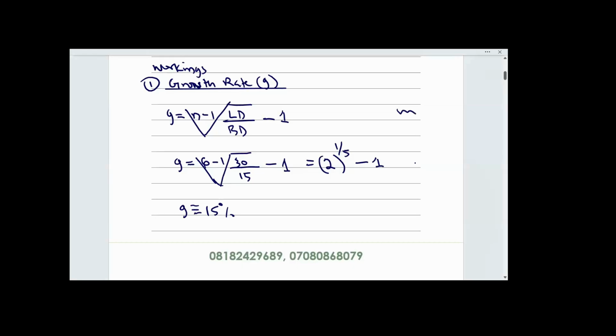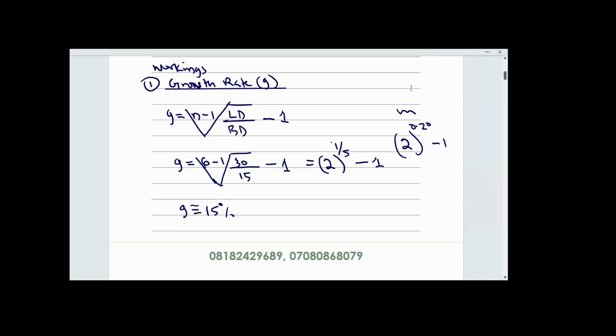Okay, sir. All right. 2 raised to power 0.2. So 1 over 5 is 0.2. So instead of us doing it like primary school, it's a waste of time to be saying 2 raised to power 0.2 minus 1. So when 1 over 5 is 0.2, 2 raised to power 0.2, whatever you have, that's 14.8 something. Then you less 1, you multiply everything by 100%. So it will give you 15%.